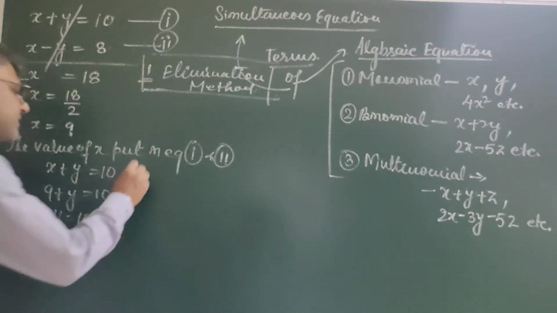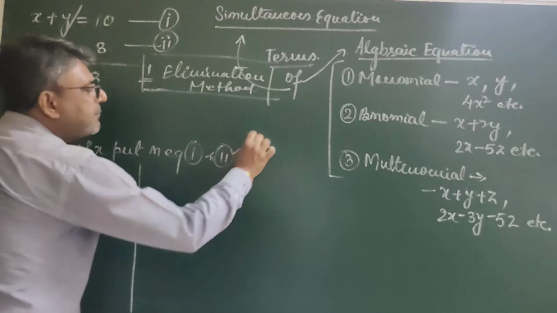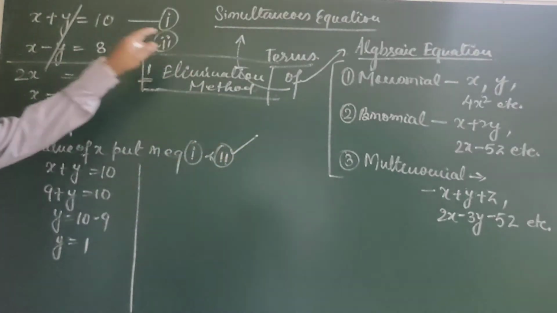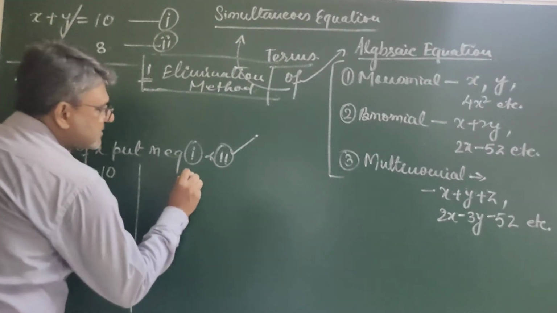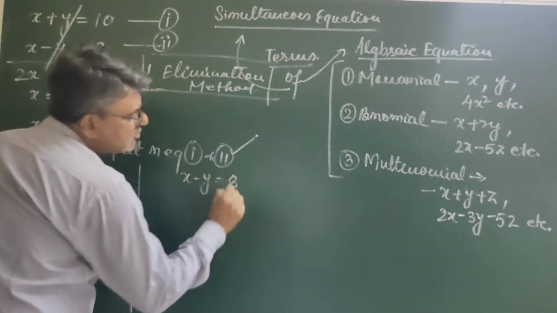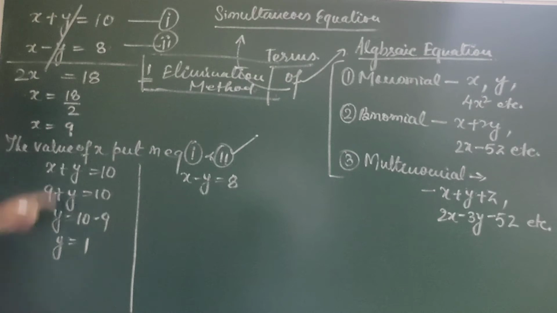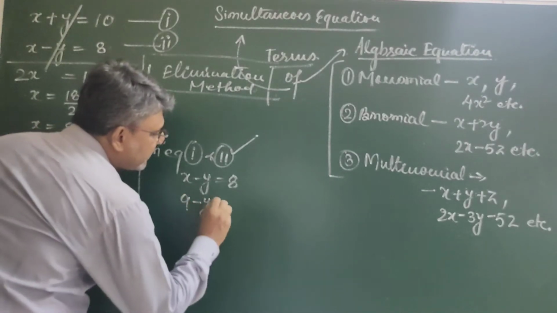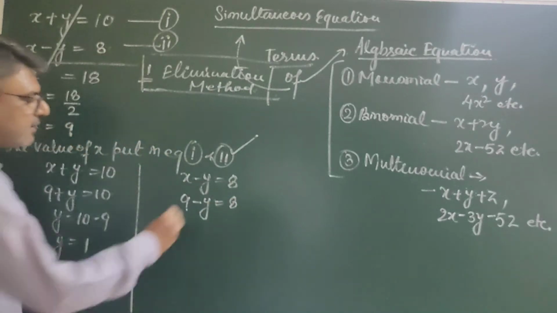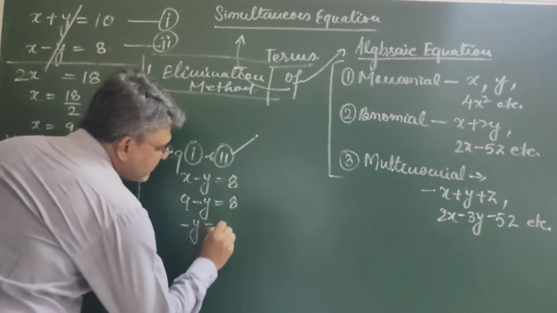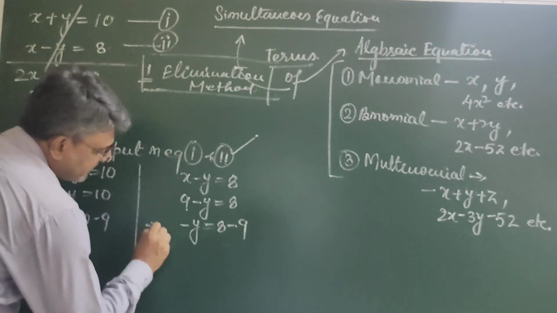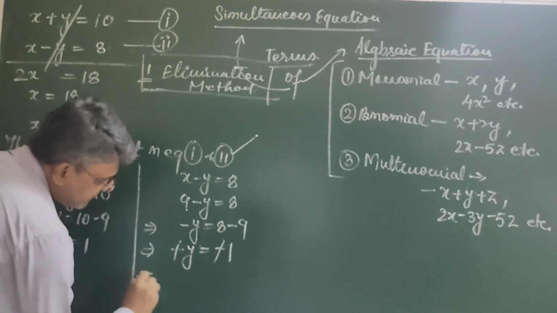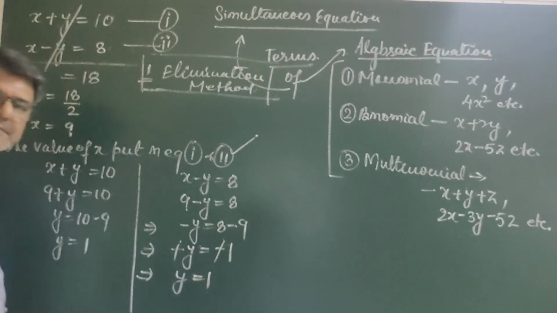Okay, suppose we are putting it in equation number 2. The value of x put in equation 2. Now equation 2 is x minus y equals 8. Now the value of x is 9. 9 minus y equals 8. Therefore minus y equals 8 minus 9. Now minus y equals minus 1. Minus minus cancel, y equals 1.